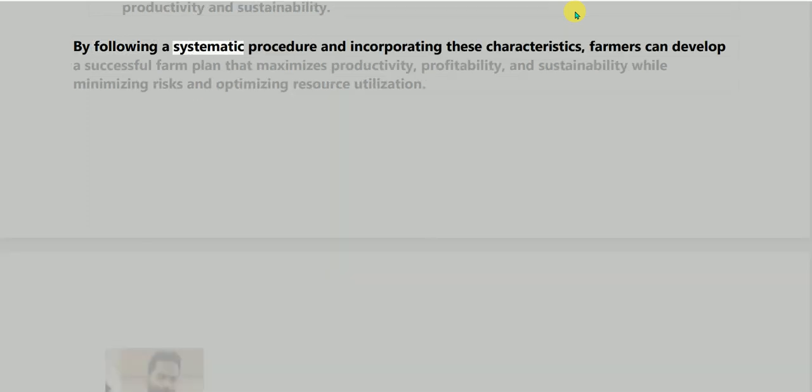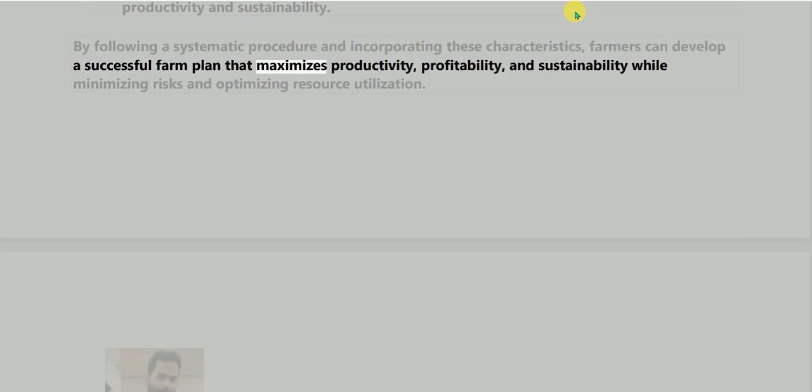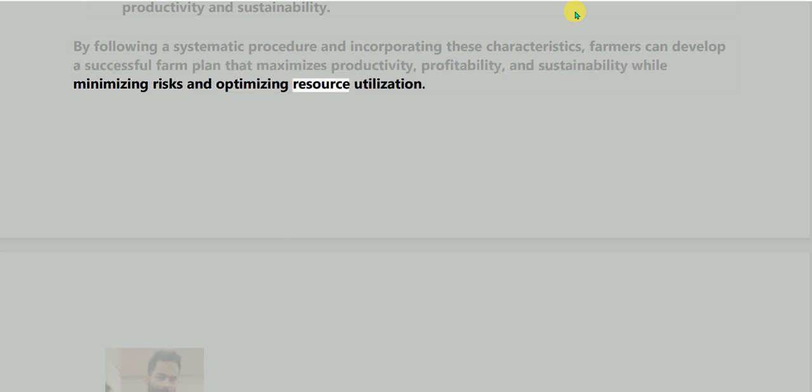By following a systematic procedure and incorporating these characteristics, farmers can develop a successful farm plan that maximizes productivity, profitability, and sustainability while minimizing risks and optimizing resource utilization.